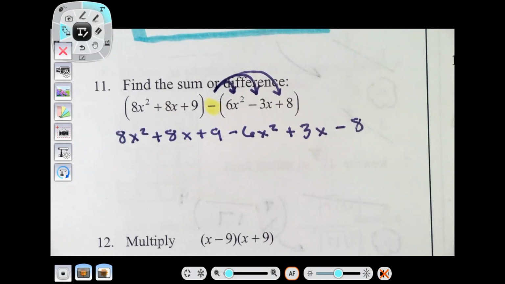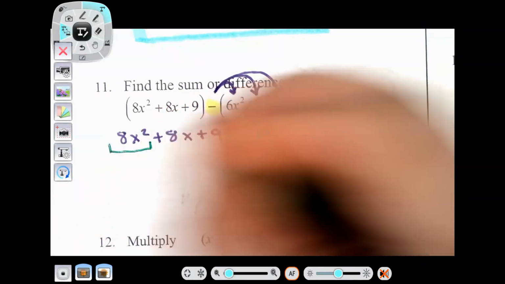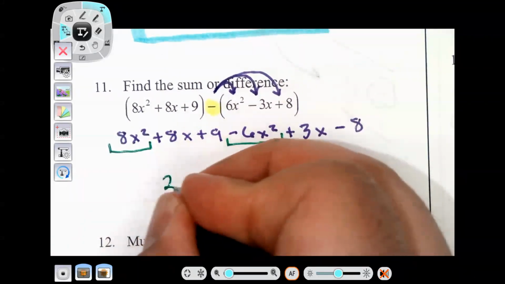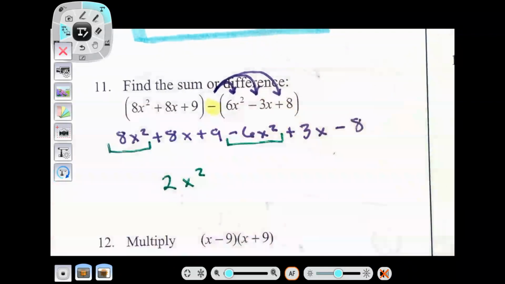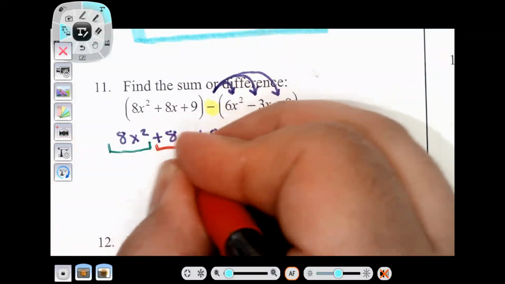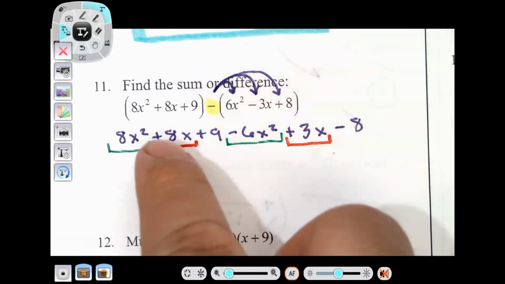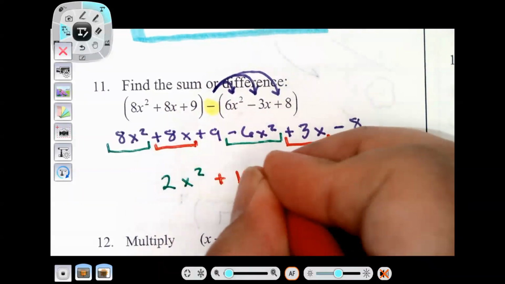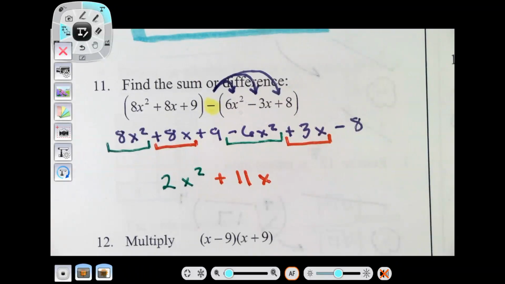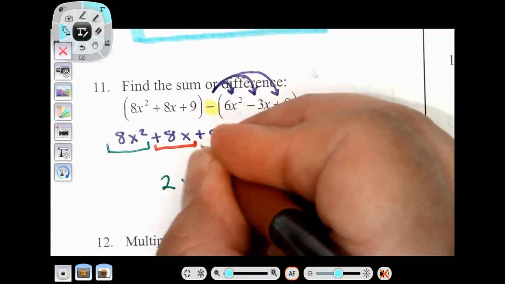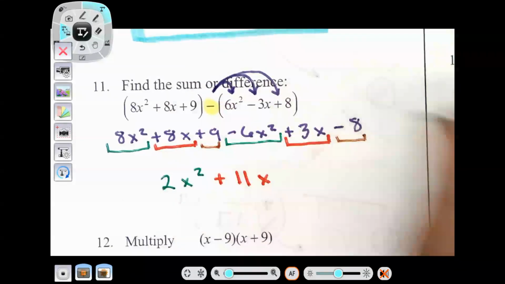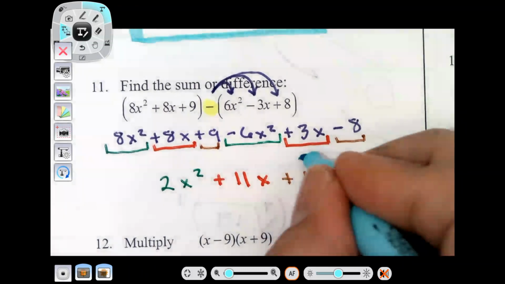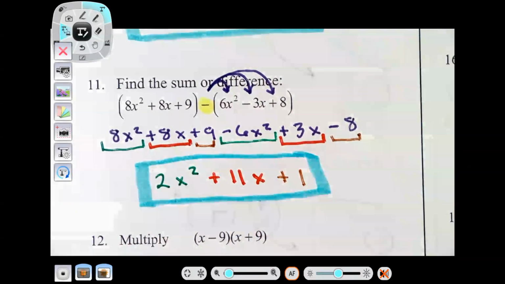But now we're ready to start combining. So I'm going to go with 8x squared and negative 6x squared. Yeah, I'm combining them. 8 minus 6 is 2. And why did I join them? Because they say x squared. Then, of course, I'm going to combine the 8x with a positive 3x. So 8 plus 3 is just 11. So positive 11x. Why did I combine them? Because they both have a single x. And finally, I'm going to combine the 9 with the negative 8. And 9 minus 8 is just a 1. And just like that, there's our answer. Once again, we can't combine anybody else. That's how we leave it.